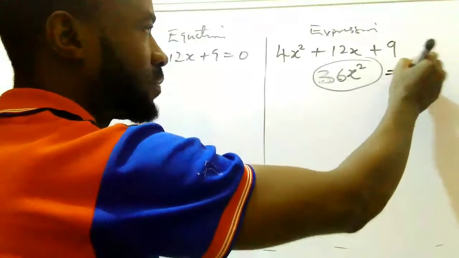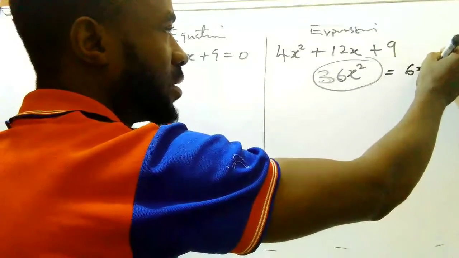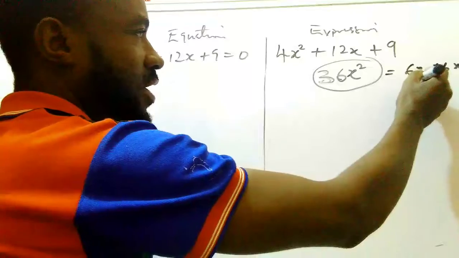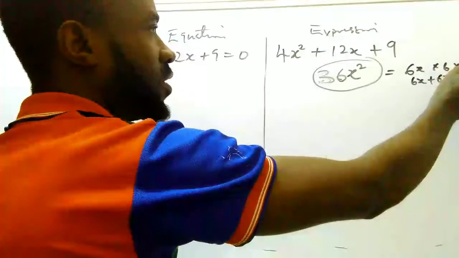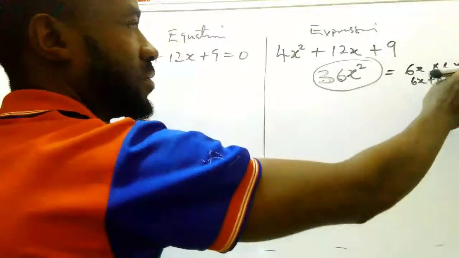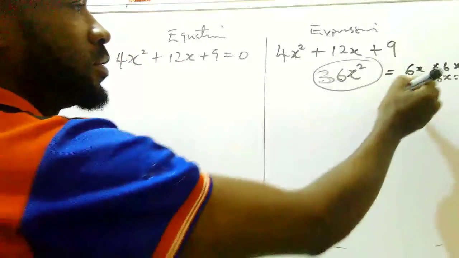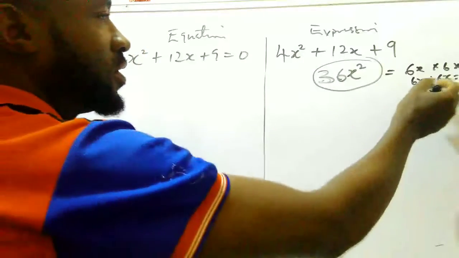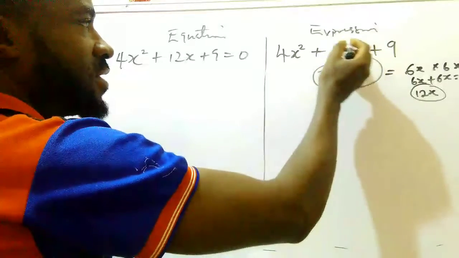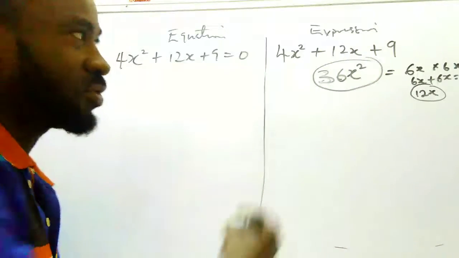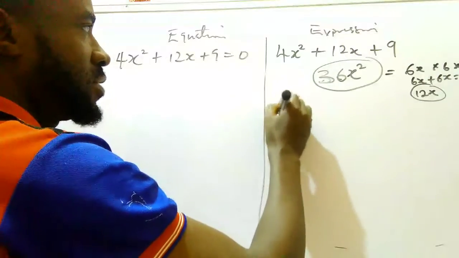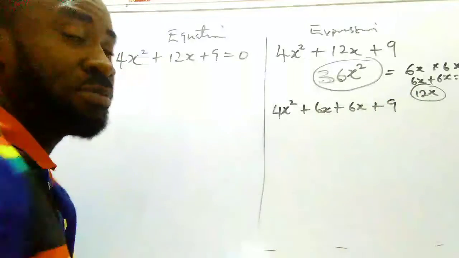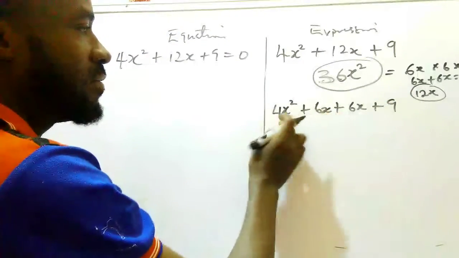So we know that 6x times 6x will give us 36x squared, and 6x plus 6x will give us 12x. So this 12x is the same as what we have in the middle here. So we're going to replace it by these two terms. And then the next thing to do is to factor them in pairs. So let's factor this, and this.